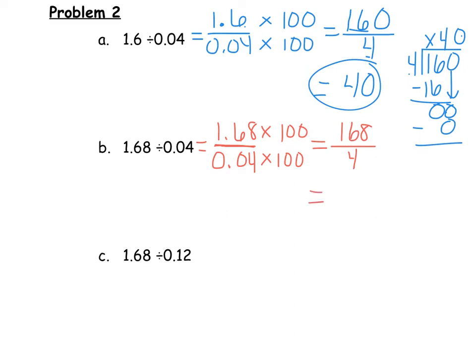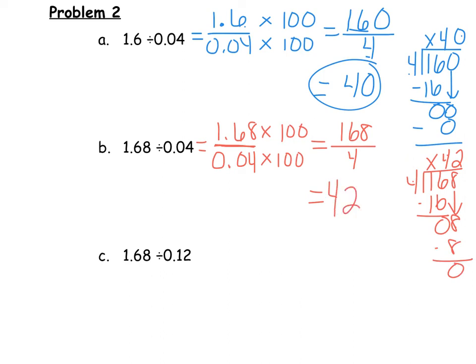All right, let's do our long division. 1 divided by 4, I can't do it. 16 divided by 4, I can do 4. 4 times 4, 16. 0 divided by, bring down 8. 8 divided by 4 is 2. 2 times 4 is 8. All right. So 168 divided by 4, or 168 fourths, is equal to 42.